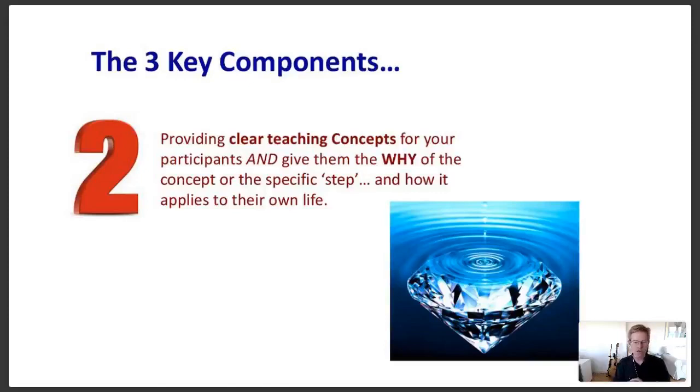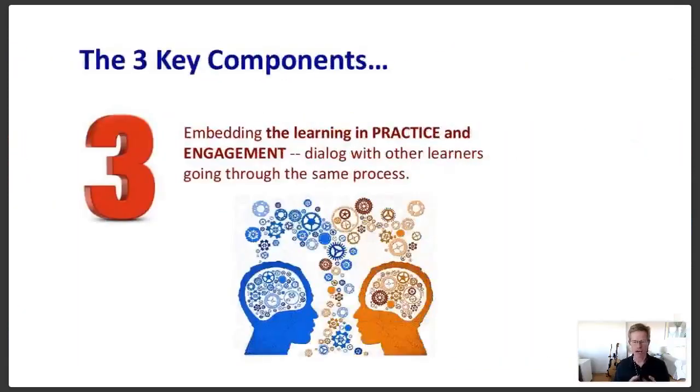So you're just weaving in whatever you're teaching with giving them a sense of why this is important in their life. And then number 3, the third component, is where I mentioned the practices and the engagement with the learning community. Now you want to take those clear concepts that you're going to teach. Oh, and by the way, if you can focus on maybe no more than 2 distinct teaching concepts per module, that's plenty for somebody's brain.